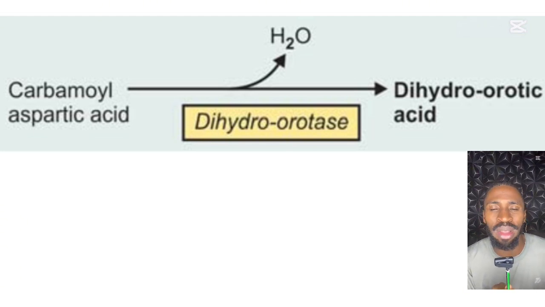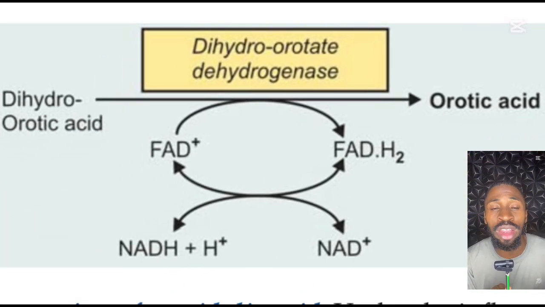After we have formed dihydroorotate or dihydroorotic acid, the next thing is we oxidize the reaction by utilizing FAD plus. We catalyze it by dihydroorotate dehydrogenase. In this dehydrogenase enzyme, remember, we are oxidizing the reaction, so we reduce FAD plus to FADH2. Don't forget, if we oxidize dihydroorotate, we form orotate or orotic acid.